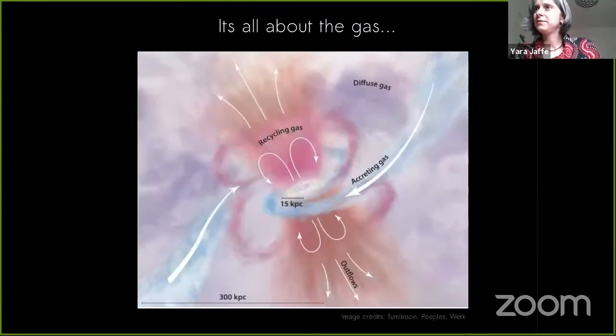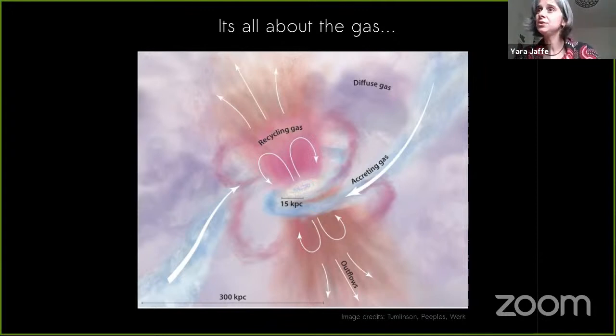But if we have to narrow it down to one thing that drives galaxy evolution, I would summarize it in one word. It's all about the gas. It's all about the fuel to form stars. So in this diagram, we can see that the cycle of gas in galaxies is quite a complex process. We have gas accretion from the cosmic web. We also have recycling of the gas in outflows driven by the AGN and also supernova winds.